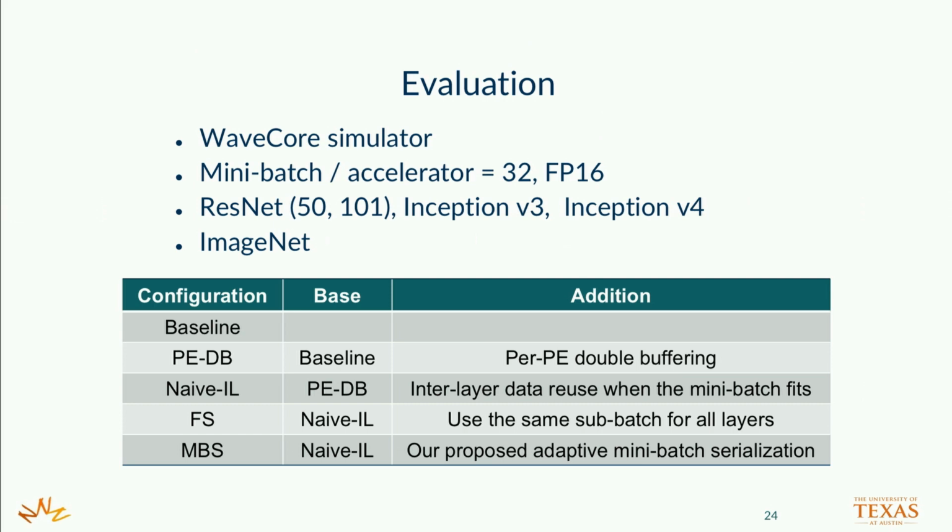So I evaluate our proposed idea using our developed simulator, and we use a mini-batch size per processor of 32 and floating point 16, and we evaluate them for 3 popular networks using ImageNet. And these are 5 configurations we evaluated compared to the baseline. PE double buffering double buffers the weights, so as to remove the inter-wave PE idling. Naive interlayer data reuse basically reuses the interlayer data only when the entire mini-batch can actually fit in the on-chip buffer. And full serialization propagates the same sub-batch across the whole layers, which I talked about as naive mini-batch serialization, and MBS is our proposed mechanism.